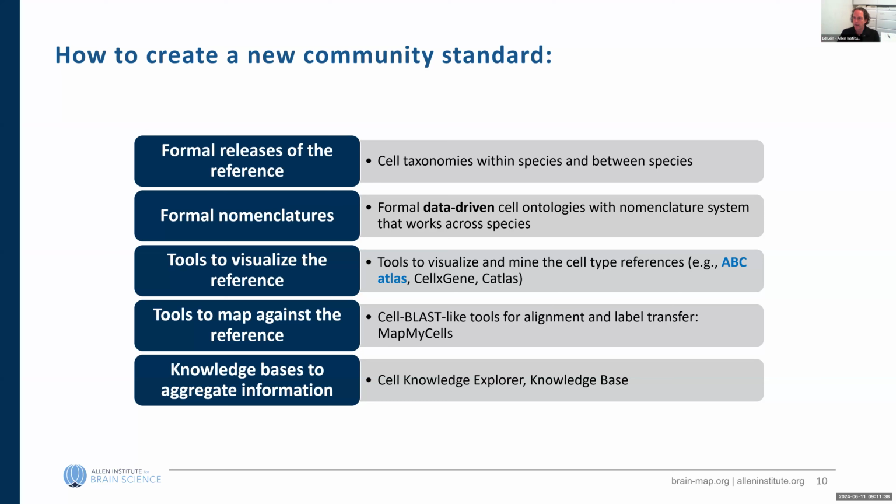This includes a whole variety of tools, trying to make formal versions of these cell atlases or references, to impose formal nomenclatures on these, to create tools to visualize this. One in particular you'll hear about today is the ABC Atlas, to be able to visualize these data, and tools to map your own data against this reference and transfer the labels onto your own information, as well as databases to aggregate information about these cell types. And so really this is meant to be a community resource at the end of the day.